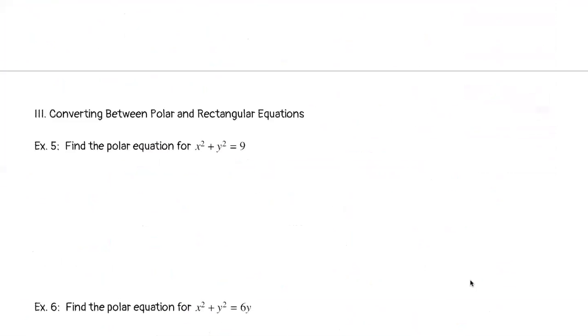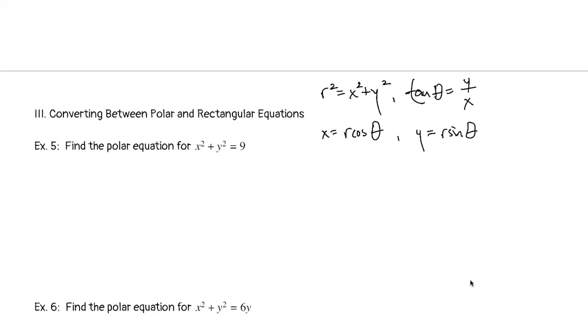So our equations are r squared equals x squared plus y squared. Tangent theta equals y over x. And then we had x equals r cosine theta, and y equals r sine theta. Okay. So what might be a good substitution to make to start to get this equation with r and theta instead of x and y?